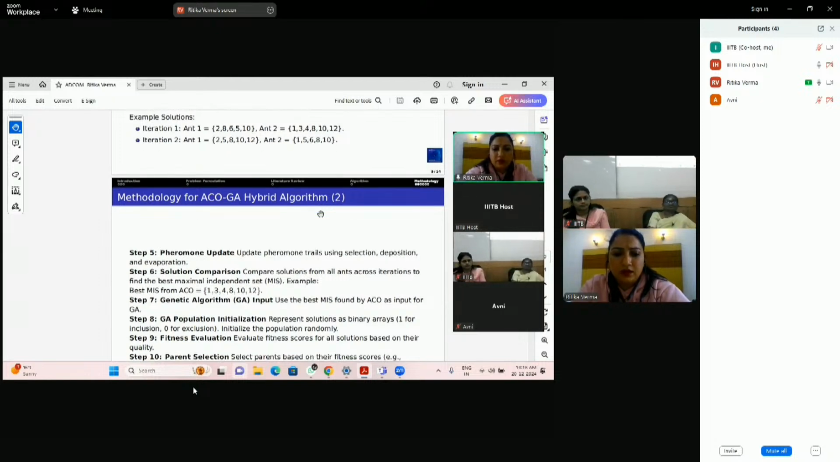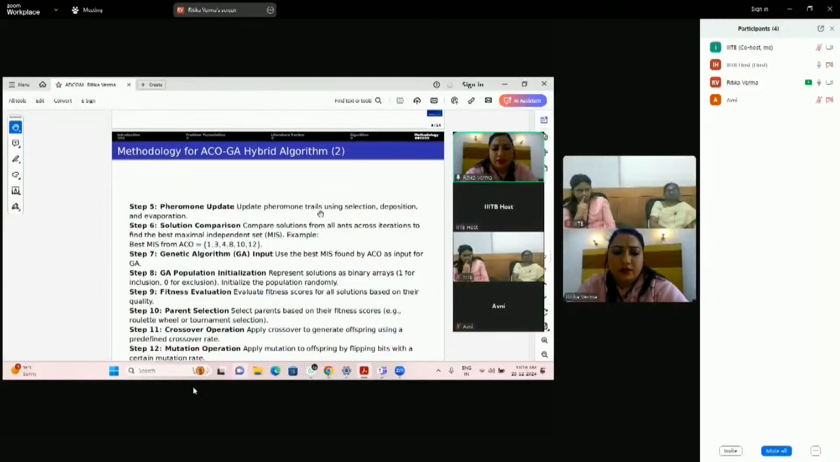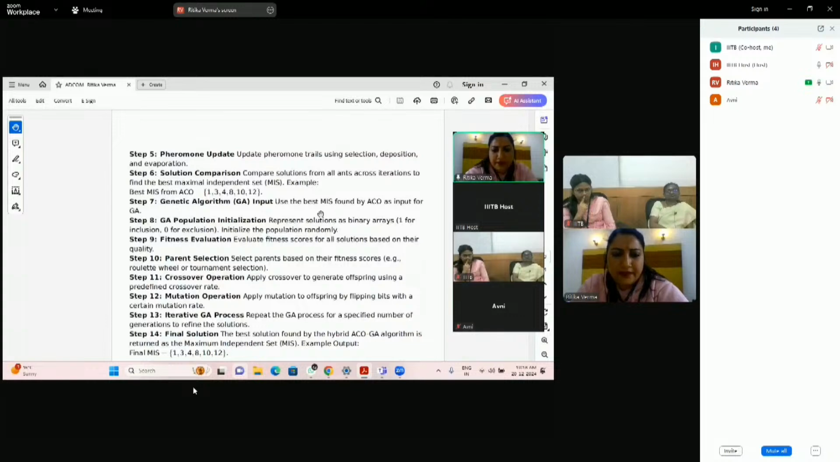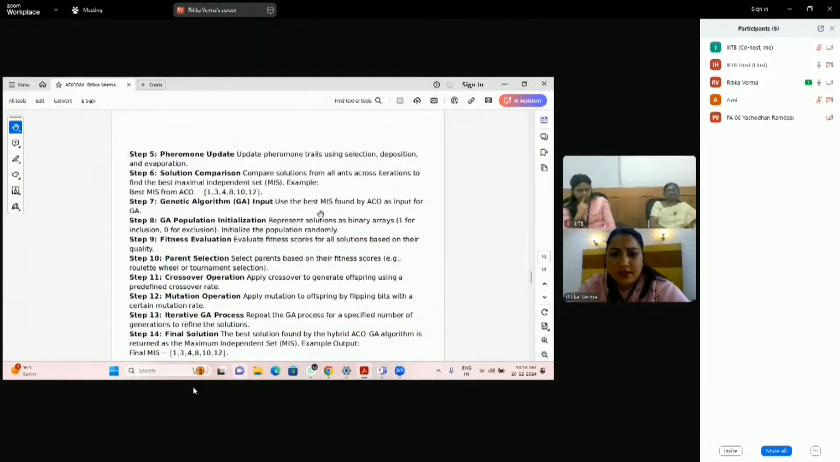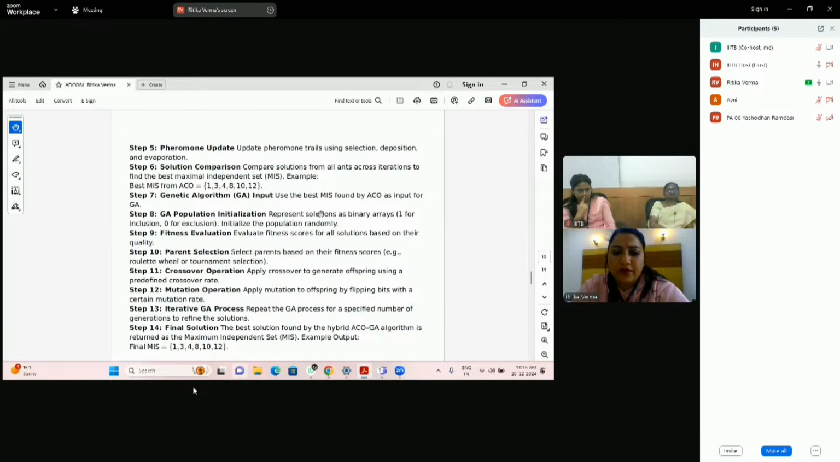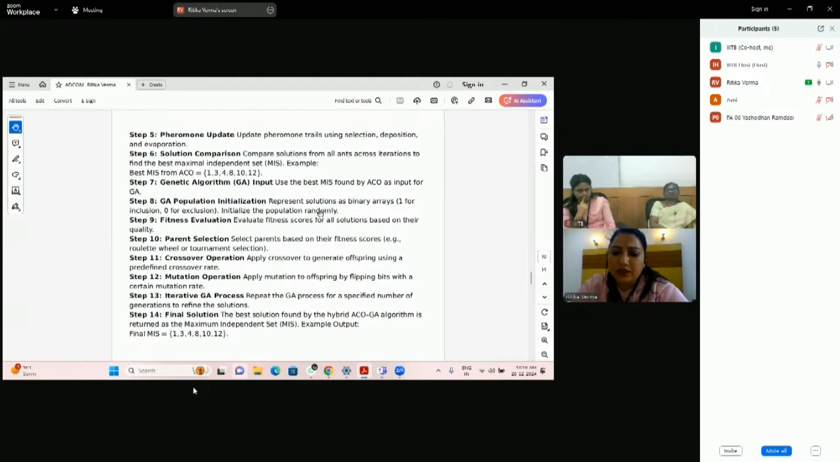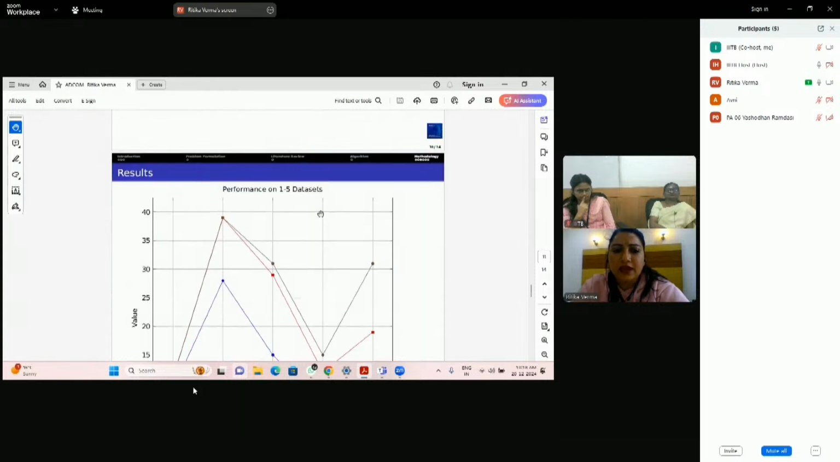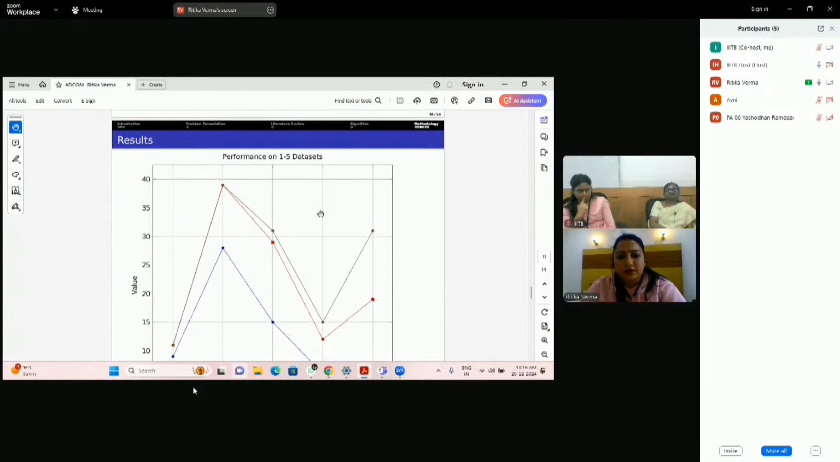In the next part, the genetic algorithm is used. The ACO output is the input for the GA, and it starts with its methods. Firstly, it initializes the population randomly and uses parent selection, crossover, mutation, and iteration, and gives the final solution. It compares the previous solution with the refined solution and gives the best solution for this graph. These are some results.